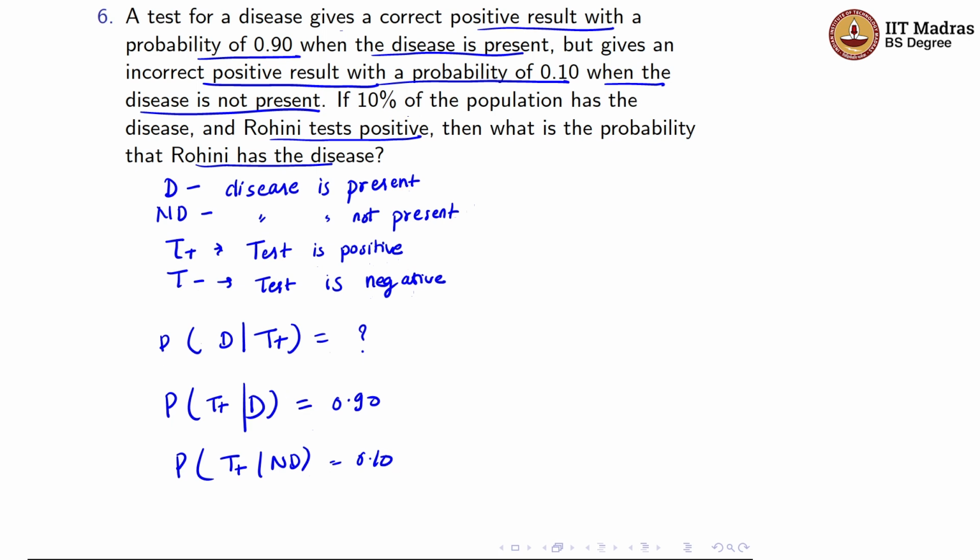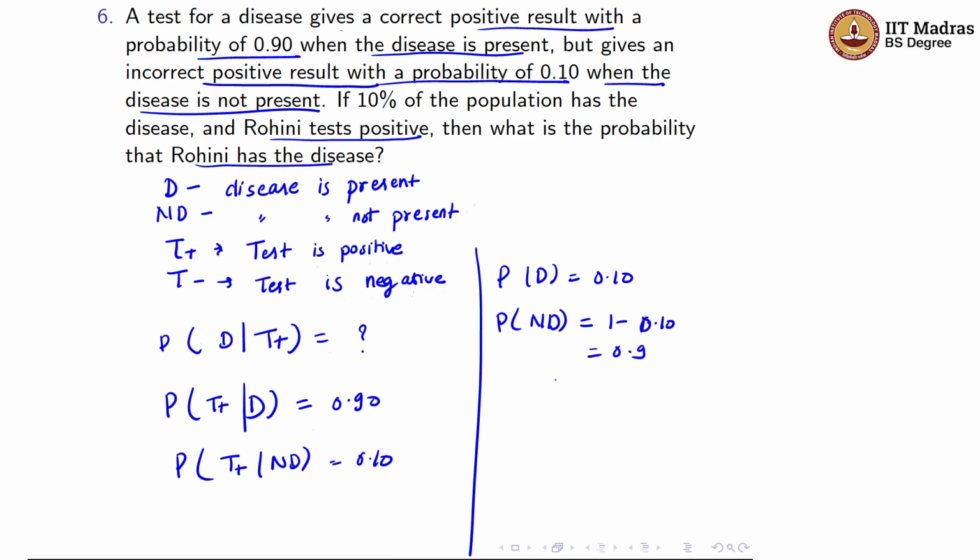Now it is given that 10% of the population has the disease. So the probability of D is 0.10. So the probability of non-disease will be equal to 1 minus 0.10, so it is 0.9.